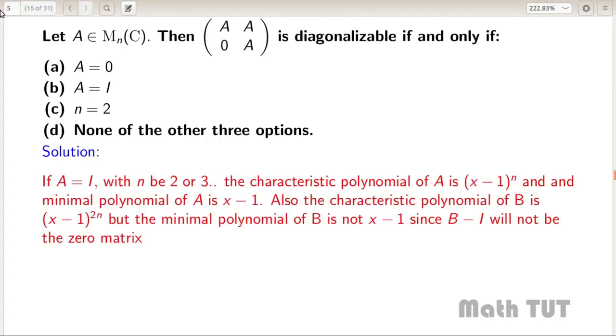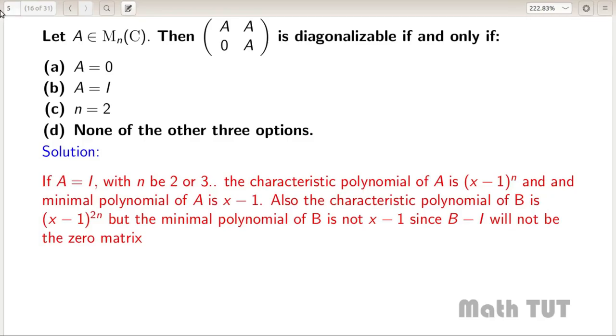Now if A is I, that is the identity matrix with n equal to 2 or 3, then the characteristic polynomial of A is x minus 1 power n, and the minimal polynomial of A is x minus 1 because A minus I is a 0 matrix. Also, the characteristic polynomial of B is x minus 1 power 2n, but the minimal polynomial of B is not x minus 1 because B minus I will not give you a 0 matrix. So if A is I, our matrix B is not diagonalizable. So we can conclude that option B is not true.